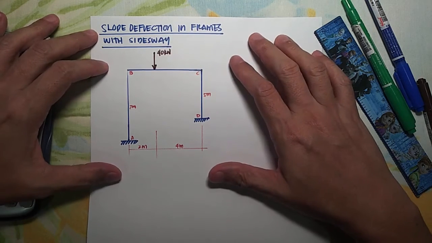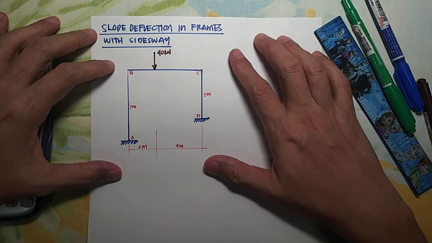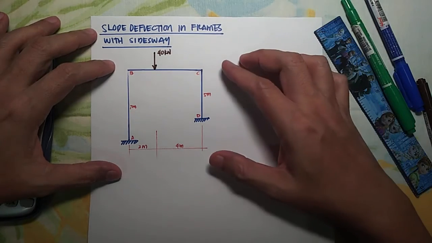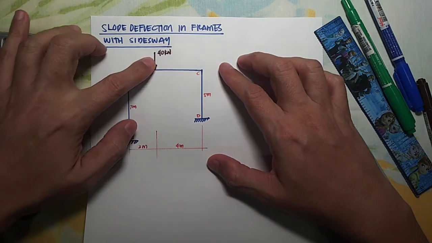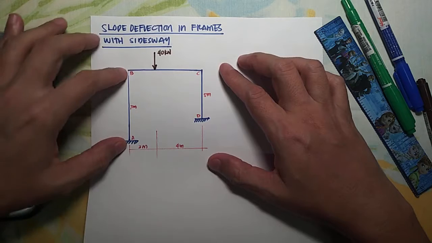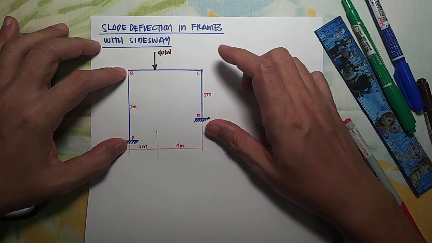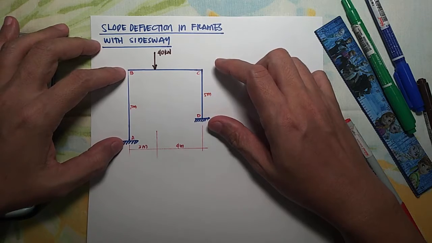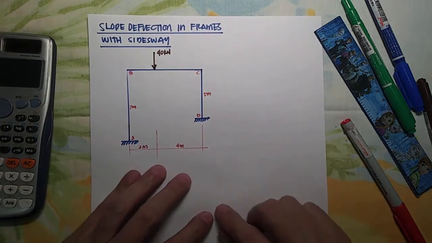So in this example, it is very obvious that sidesway will occur. Usually sidesway occurs if the load is not symmetrically applied, usually not at the midspan, and also if the members are unsymmetric. For that case, sidesway is possible. So how do we analyze a frame with sidesway?